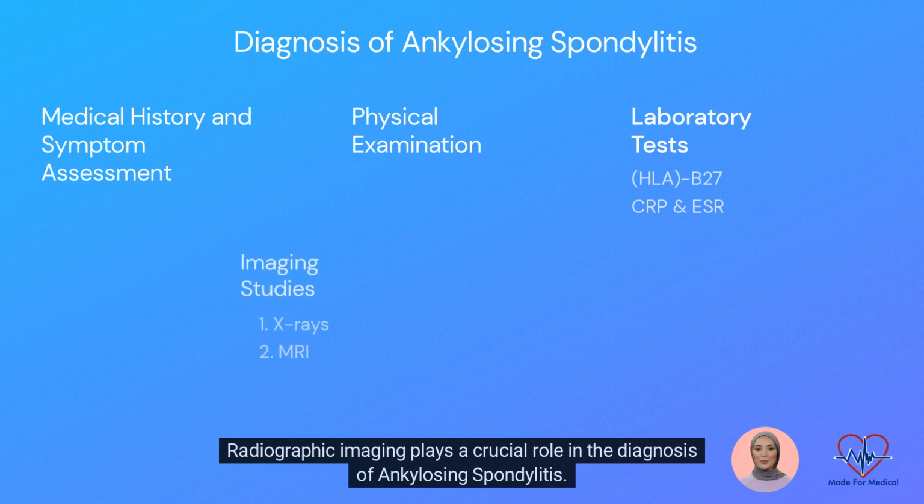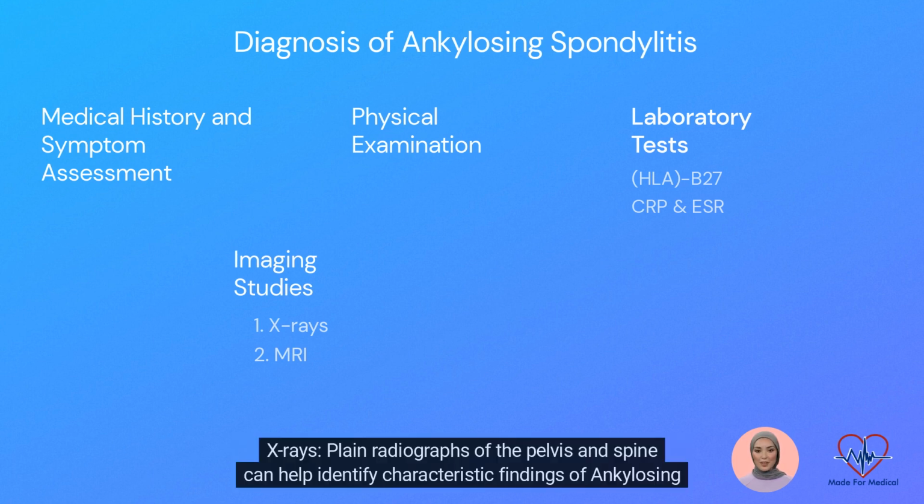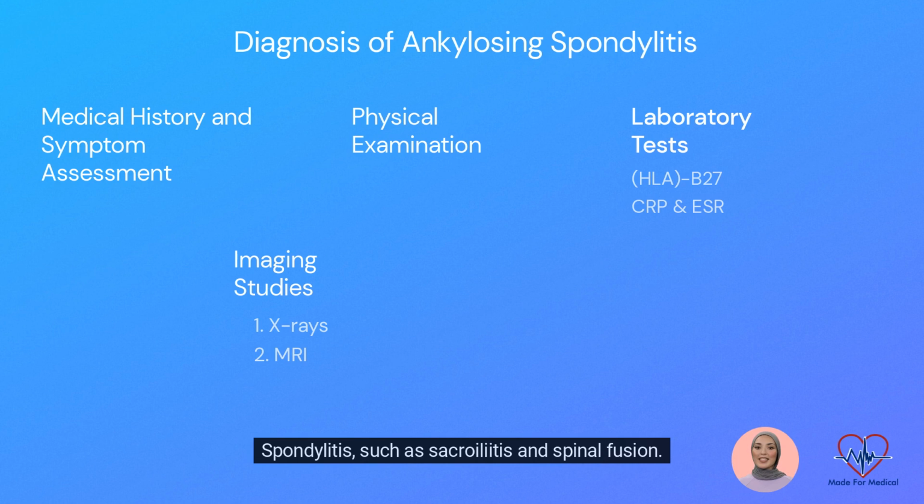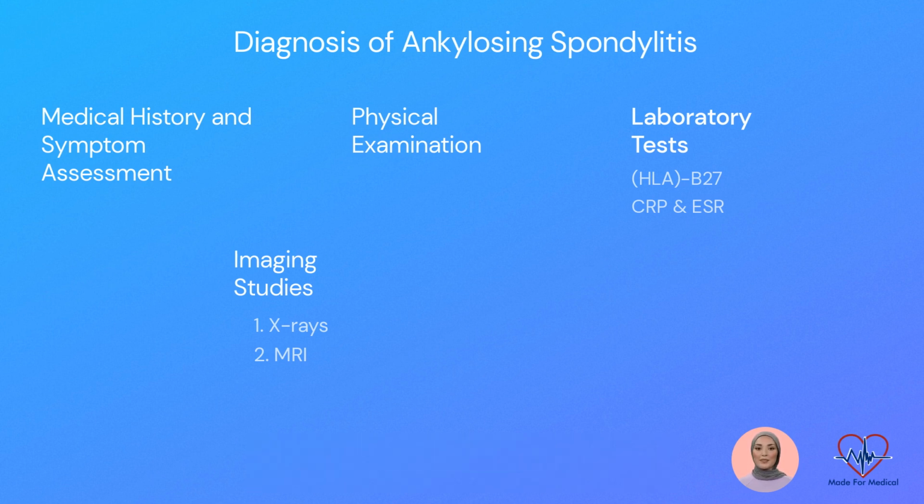Radiographic imaging plays a crucial role in the diagnosis of ankylosing spondylitis. The following imaging modalities are commonly used. X-rays. Plain radiographs of the pelvis and spine can help identify characteristic findings of ankylosing spondylitis, such as sacroiliitis and spinal fusion. However, these changes may take time to develop, and early-stage ankylosing spondylitis may not be apparent on X-rays.